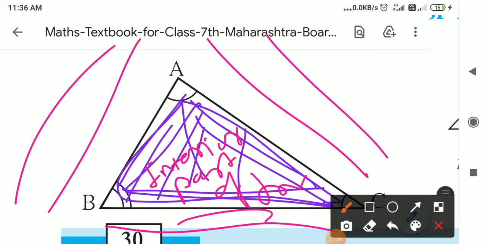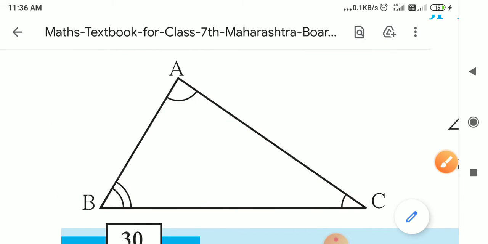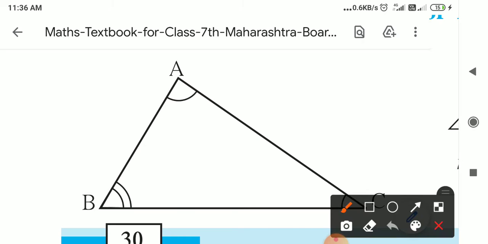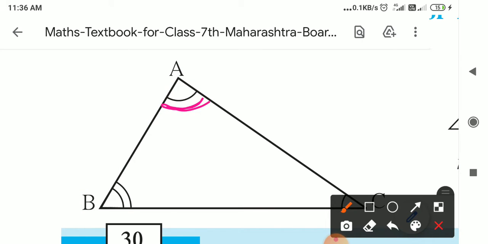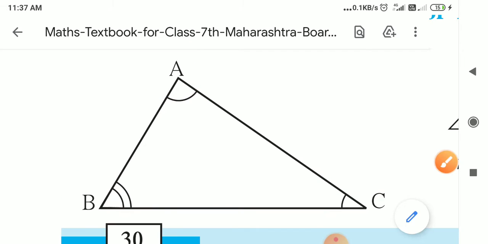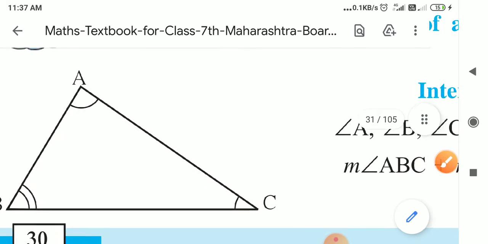In the next class, you will study the properties of exterior angles of a triangle. These angles are located outside the triangle, this angle, this angle. Interior means the angles which are present inside the triangle are called the interior angles of the triangle. So angle A, angle B and angle C are the interior angles of the triangle.